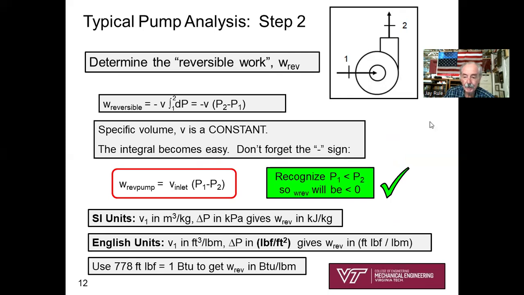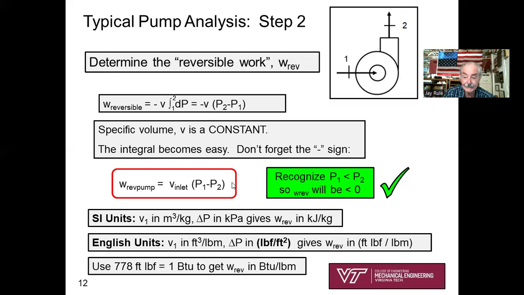Step two, determine the reversible work, W reversible. That's W dot over M dot for the reversible pump. Now your pump is actual. Your pump is irreversible. But the first thing is you're going to get W reversible, okay? Let's go back to the fundamental. Let's write down the fundamental. W reversible is minus the integral of v dp. V is constant. I'll pull it out of the integral. So I've got minus v, just looked up, times P2 minus P1. Okay, so the integral becomes easy. Don't forget that pesky minus sign.